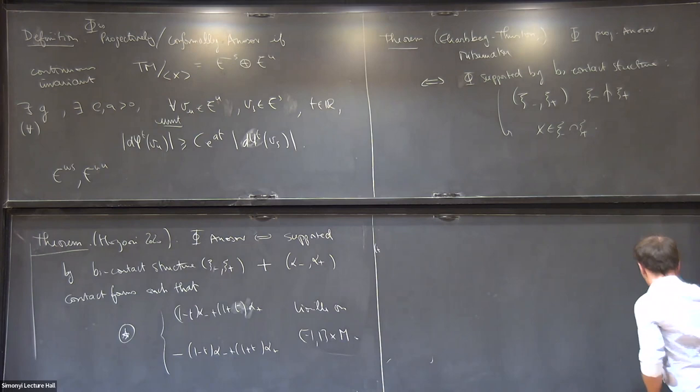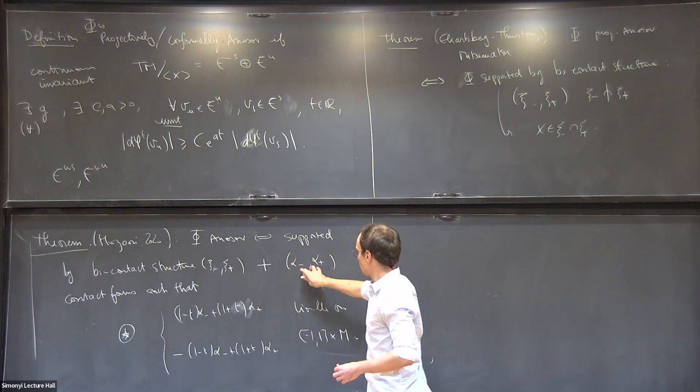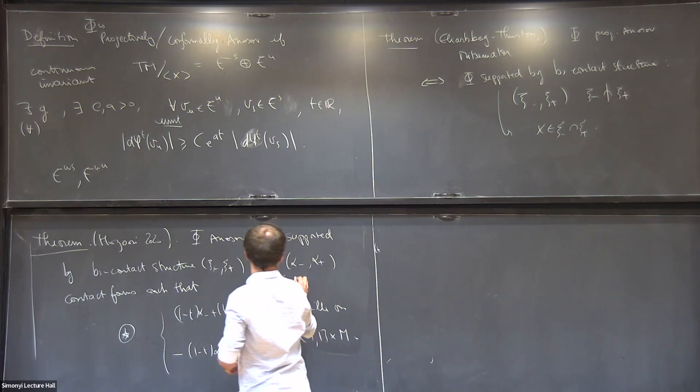So is the alpha minus, alpha plus a bicontact structure as well? So C minus, C plus is a bicontact structure, and alpha minus, alpha plus are contact forms defining C minus and C plus. Oh, defining, okay. Yeah, so C minus is the kernel of alpha minus and C plus is the kernel of alpha plus.